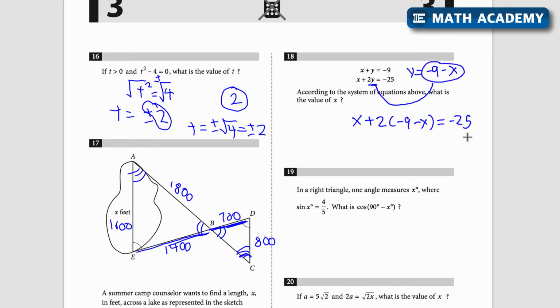So I have only x's here, now I can solve for x. I'm going to distribute the 2, and I would get x minus 18 minus 2x is equal to negative 25. So then I'll combine like terms, I'll combine x's. I have negative x, and then I'll add 18 on both sides, is equal to negative 25 plus 18, which is negative 7. Let's multiply both sides by negative 1 to get x equals 7. So 7 would be the answer here.